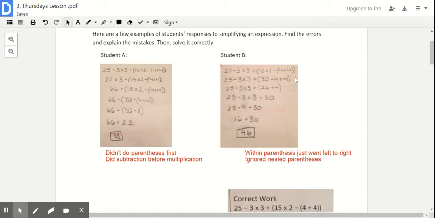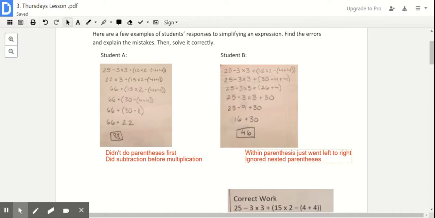Yes, they did parentheses, but what did they do technically? Right, they didn't do the nested parentheses first, so they just looked at the parentheses and then started working from left to right, which is why they got 15 times 2 first instead of doing 4 plus 4 first. So, when you're in parentheses, you cannot just go left to right, especially if there's nested parentheses. You need to never ignore nested parentheses.